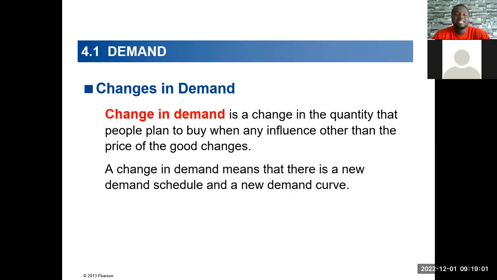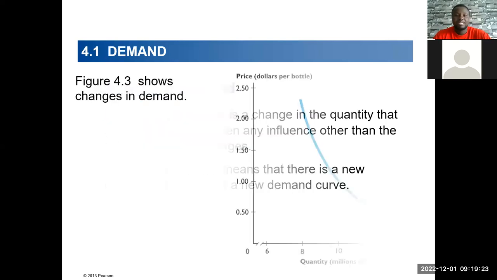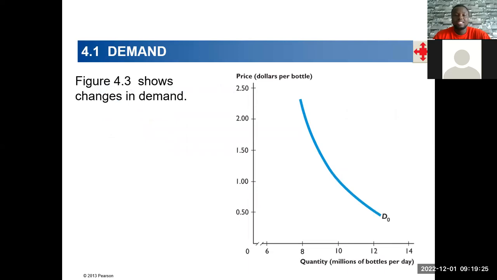Okay, so what this means is that if the price isn't changing, yet we are changing the quantity we buy, we need to draw a new demand schedule. Whenever we draw a new demand schedule, it means we have a new demand curve. So change in demand will initiate the drawing of a new demand schedule and then a new demand curve. So let's look at this. This is the initial demand curve.